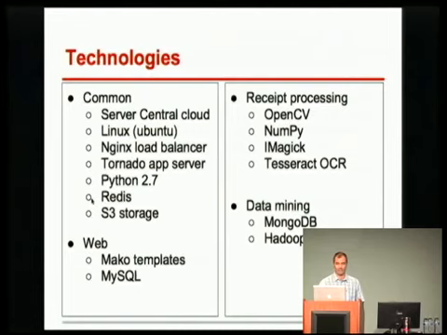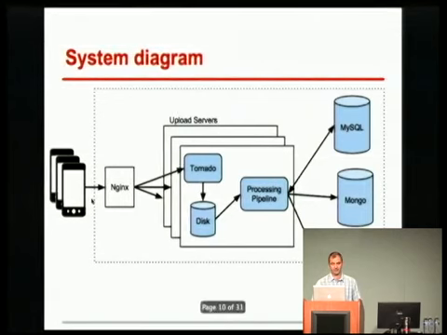And then on the website, it's Mako. We store a lot of data in MySQL. Then in terms of the pipeline, we use OpenCV and NumPy primarily. A little bit of ImageMagick. It's like the Swiss Army knife for image filters and stuff. And then Tesseract for the OCR. And I'll give a lot more details about that. And then in terms of data mining, we store stuff in MongoDB and with some Hadoop stuff.